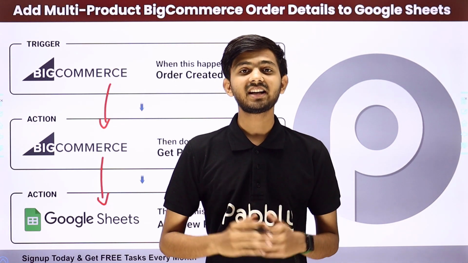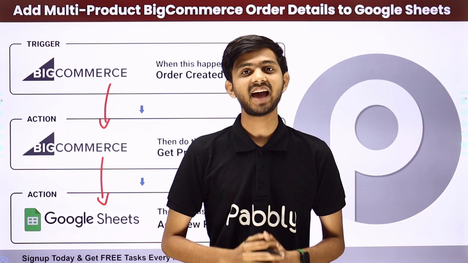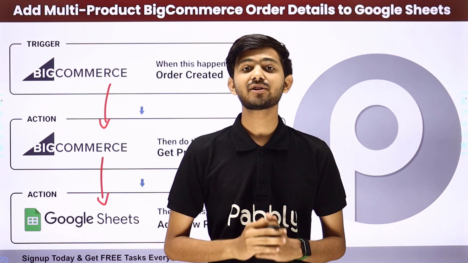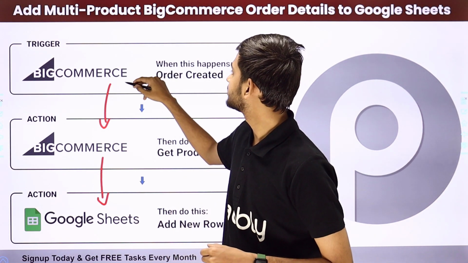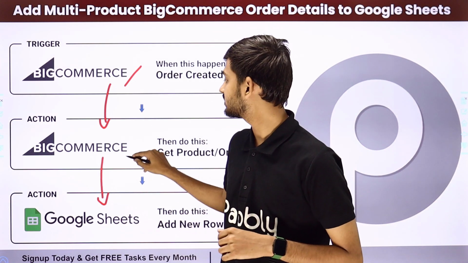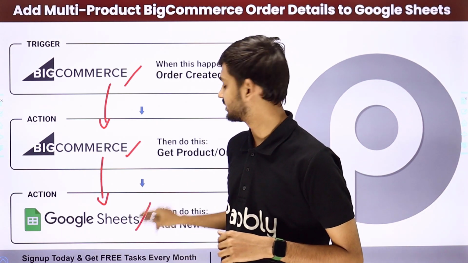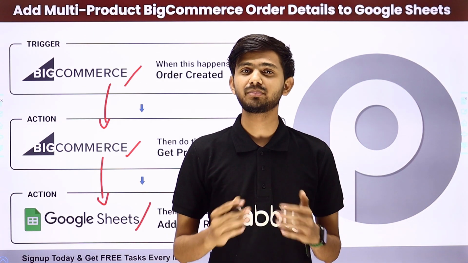For creating this integration, we are going to use Pabbly Connect, which is an amazing software for automation and integration. In Pabbly Connect, we are going to use trigger and actions. In the trigger application, I'm going to use BigCommerce, and in the action application, I'm going to use first BigCommerce, and then I will use Google Sheet. So how am I going to create this integration? For that, let me take you to my computer screen.